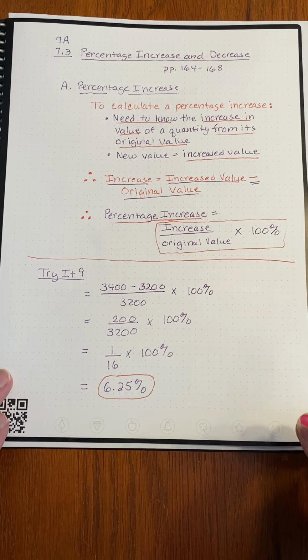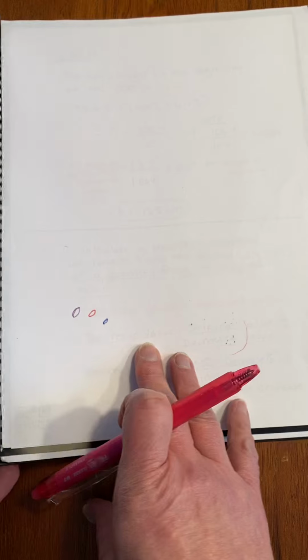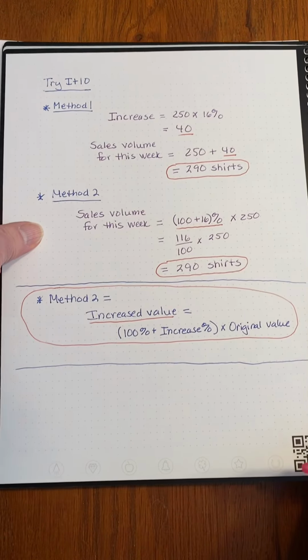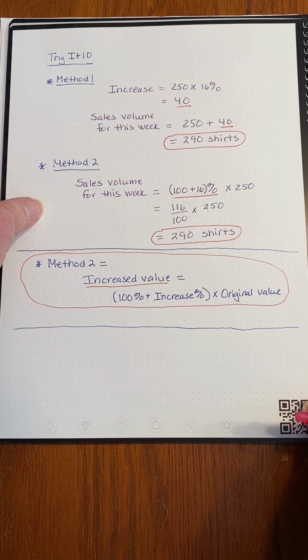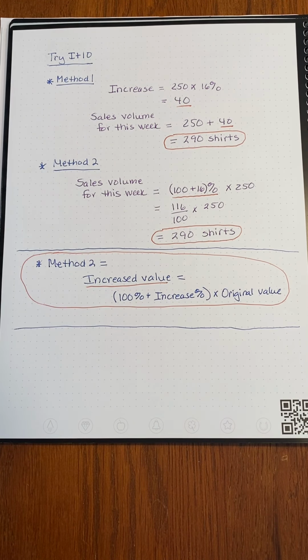Continuing on with example 10. Example 10 reads, a store sold 250 shirts last week. The sales of shirts increased by 16% this week. Find the sales volume for this week.